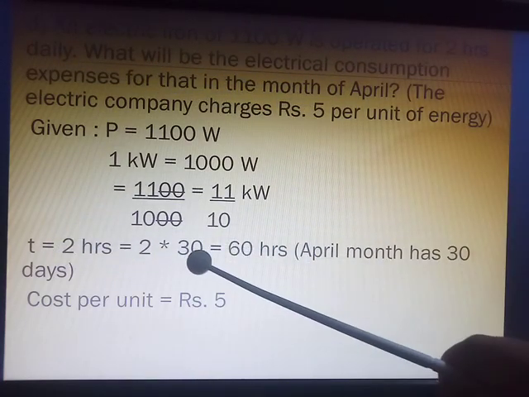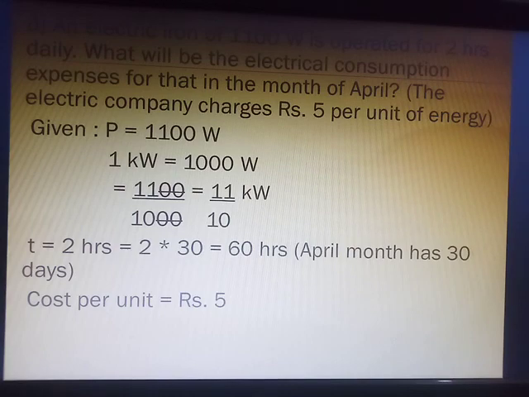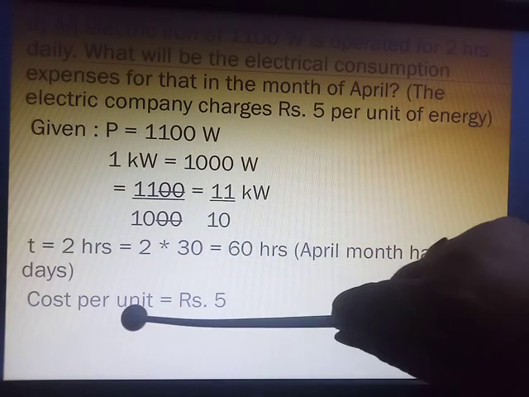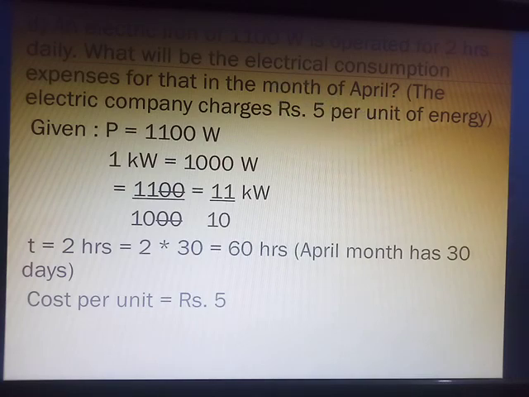So 2 multiplied by 30 because you know April has 30 days. If they ask for same sum in the month of May, then you will multiply it by 31. If in the month of February and it is a leap year, then you will write multiply by 29. So according to that, how many hours? So April month has 30 days, hence 2 multiplied by 30, 60 hours. Cost per unit is ₹5.